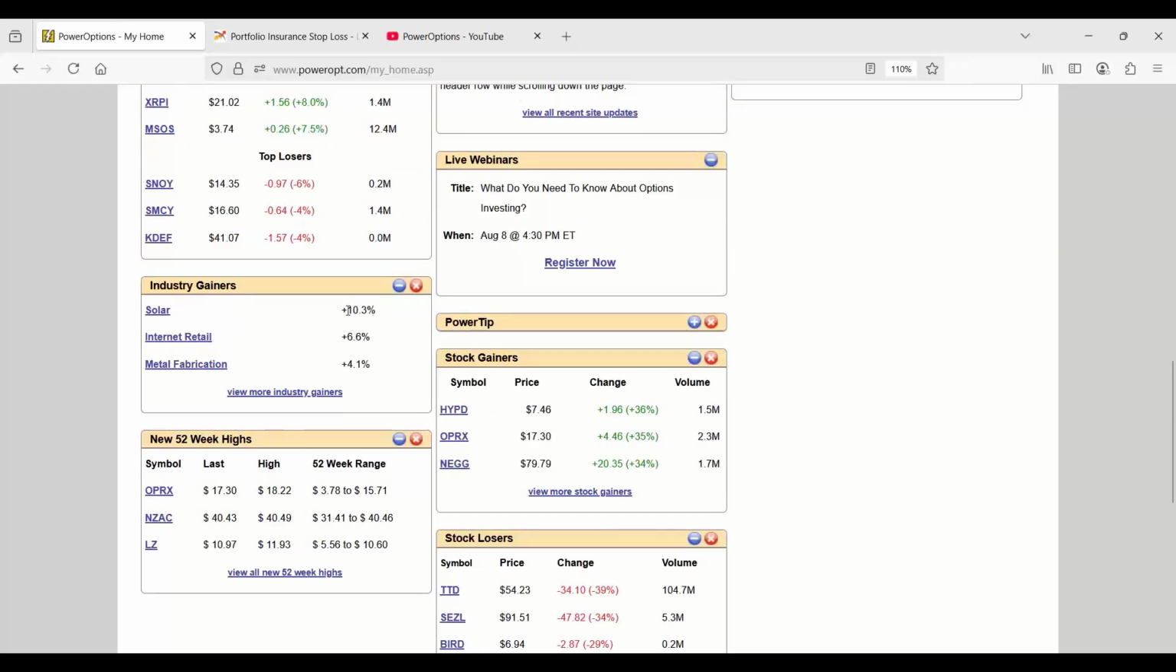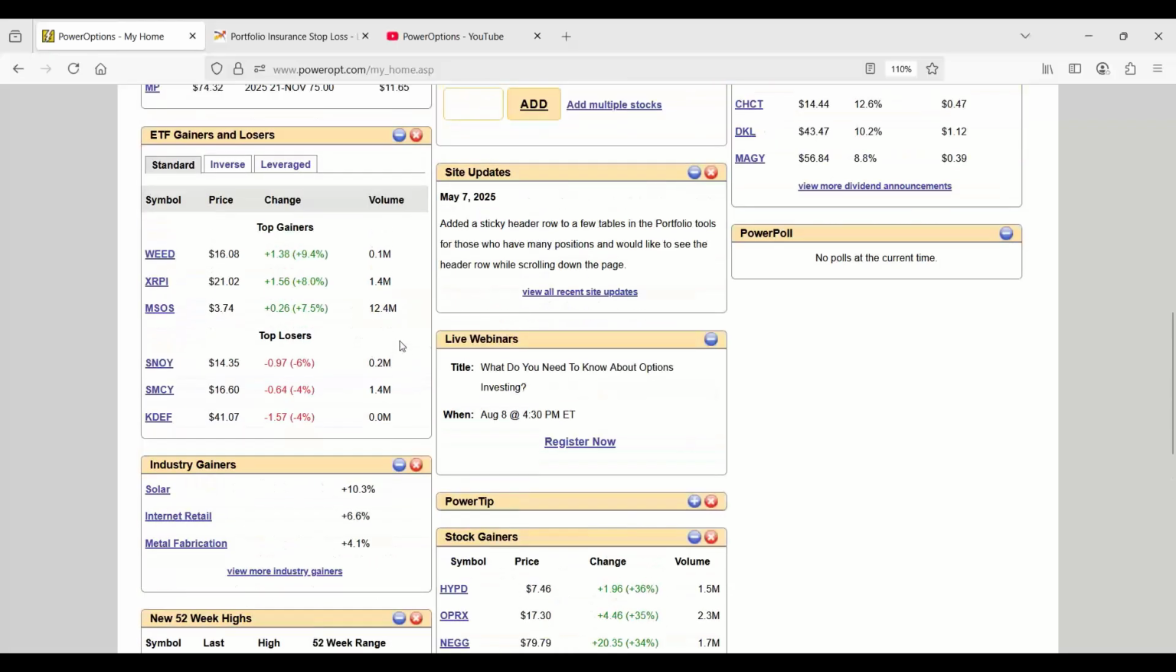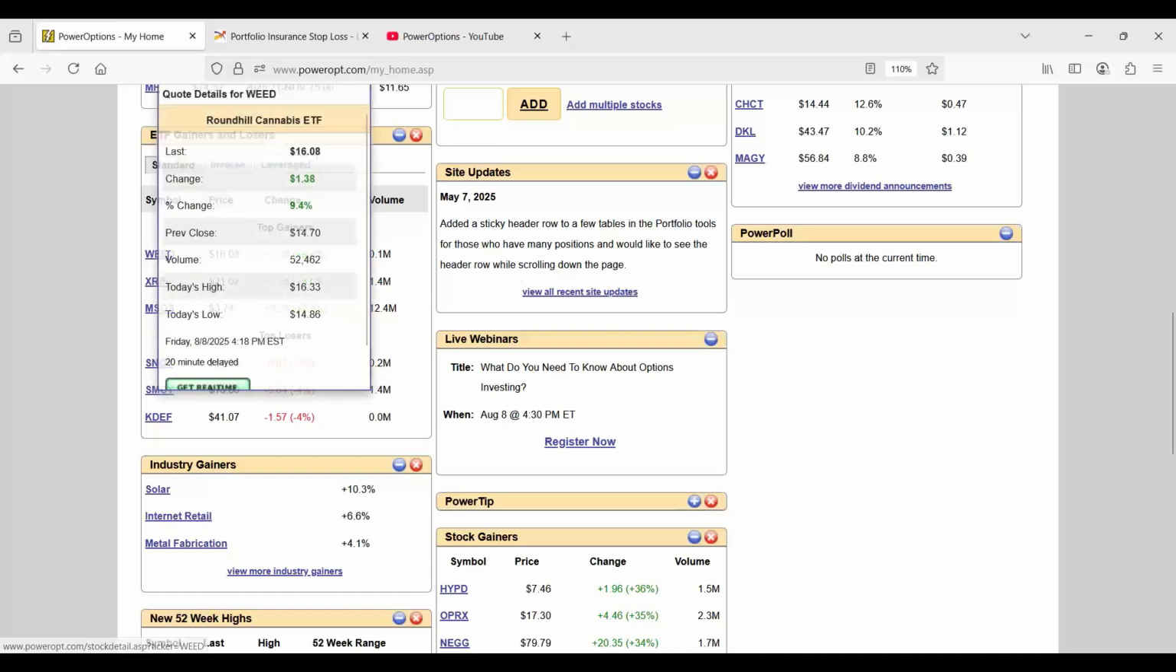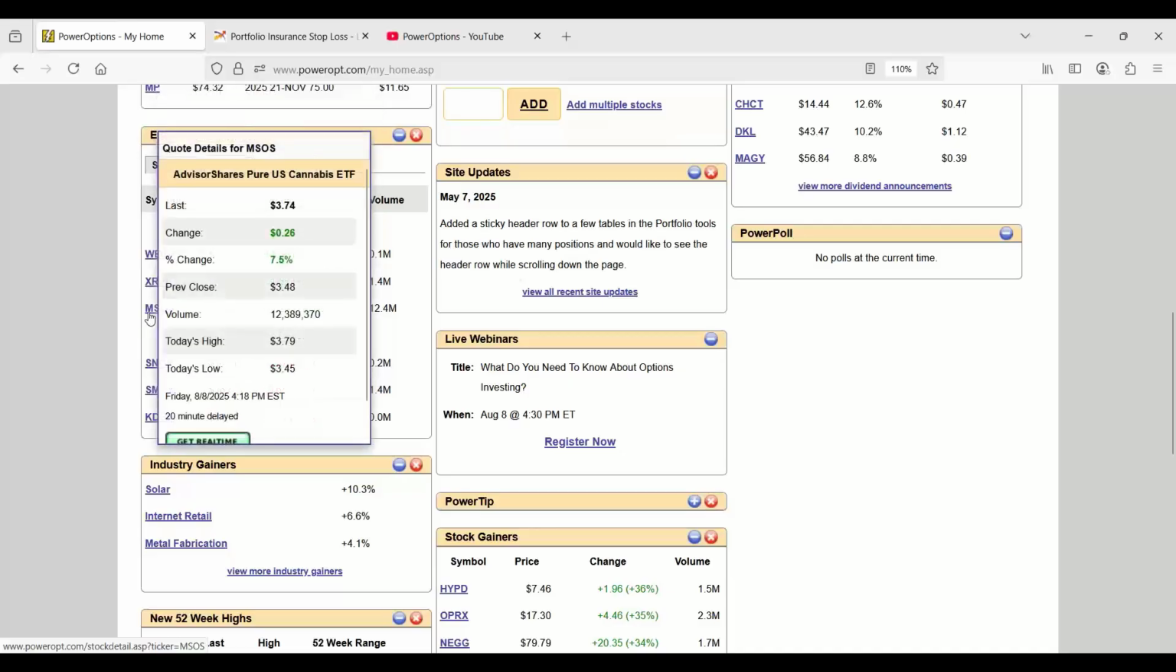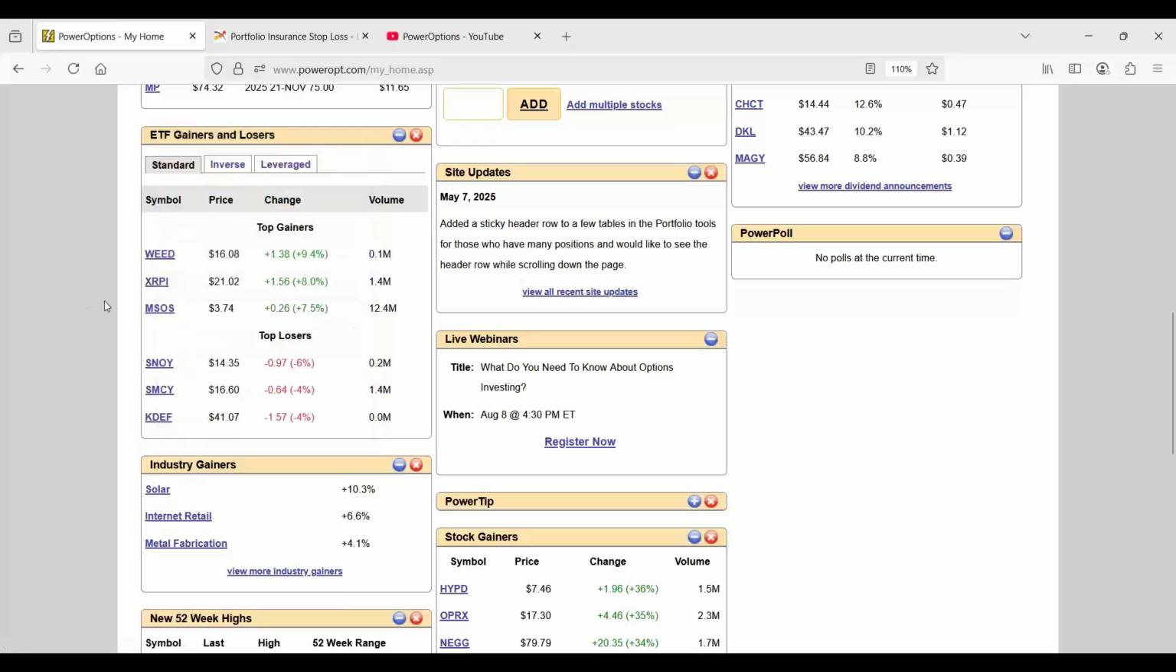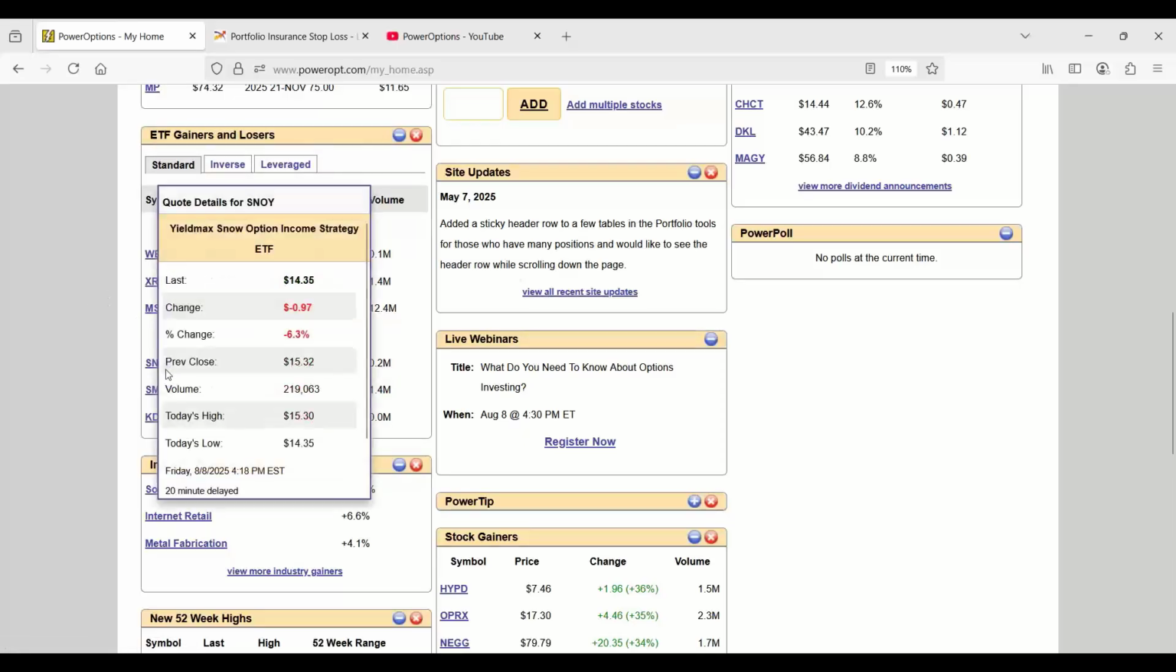Industry gainers and losers. Solar was up big today. Internet retail was up big today. And you can also do industry losers as well. It's just not one I've selected, but I always like to look at the ETF gainers and losers as well. So we see some of the cannabis stocks have been doing real well. The cannabis ETFs, I should say, Roundhill Cannabis, and I think this one as well was U.S. Cannabis ETF. And what ETFs were losing today?